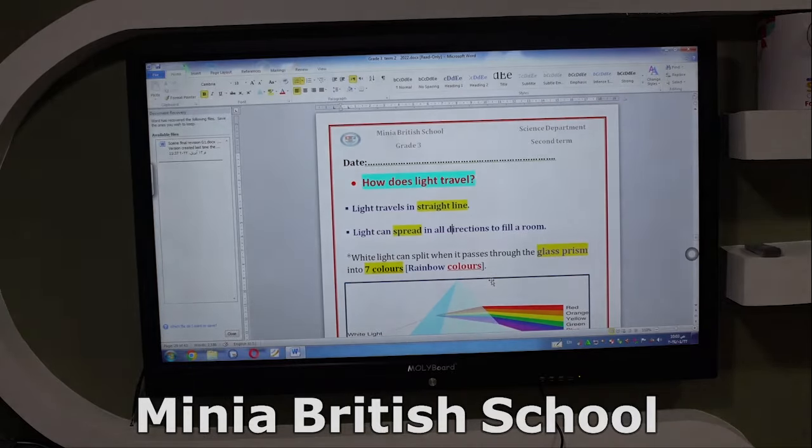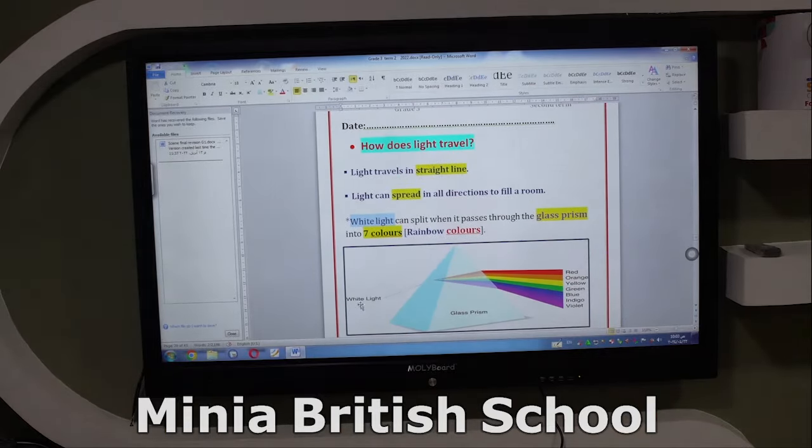What else will we know about light? White light can split when it passes through a glass prism into 7 colors. This means white light is formed from 7 colors. But to see these 7 colors, you have to use a tool called a glass prism. Let's know the 7 colors: red, orange, yellow, green, blue, indigo, and finally violet.